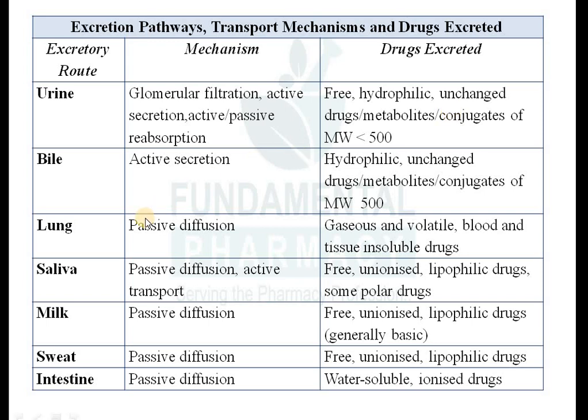Then again, lungs. In case of lungs, which kind of drugs are excreted? Gaseous, volatile, general anesthetics, alcohol, and some other drugs which are insoluble in the blood and other tissues. Such kinds of drugs are excreted in the lungs. In the saliva also, by passive diffusion and active transfer, drug is excreted. Which kind of drug? Free unionized lipophilic drugs are excreted in the saliva.